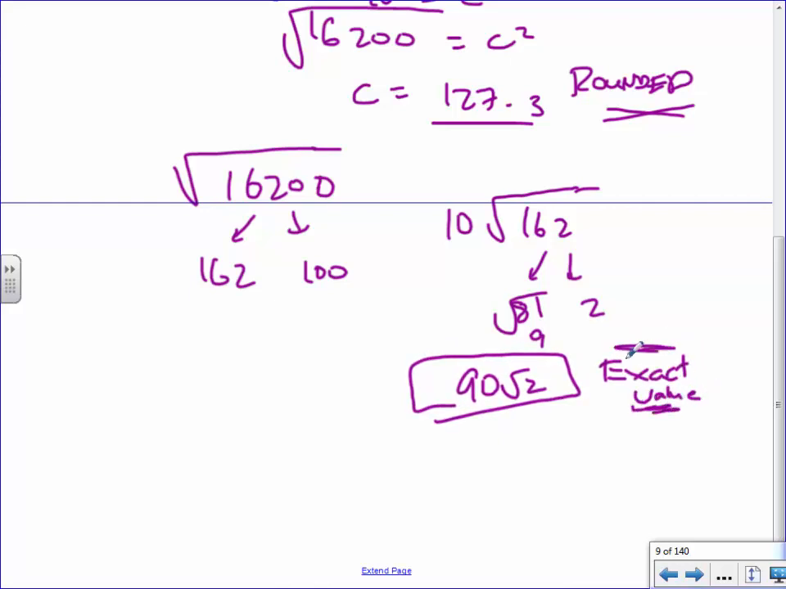What I want to show you guys today is how to try to work with exact values a bit more. Rather than getting an answer of 153.57, we'd like to make it in terms of root twos or root threes. That's more exact. Does that make sense so far?